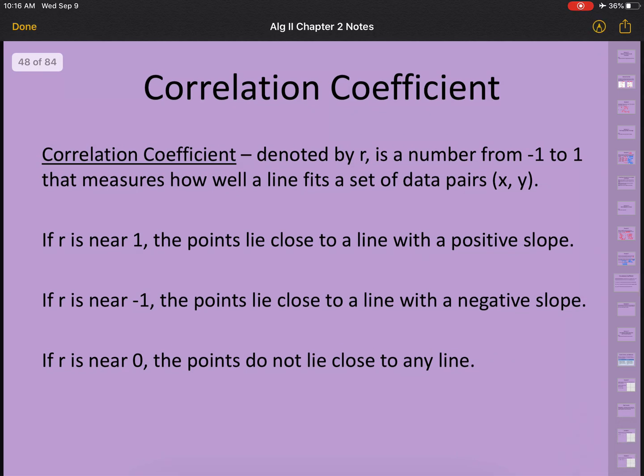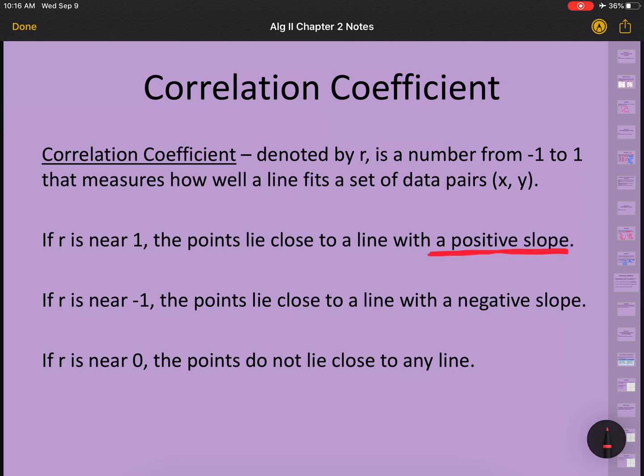Next, what we have is what we call a correlation coefficient. A correlation coefficient is denoted by R. It's a number from -1 to 1 that measures how well a line fits a set of data pairs, x, y. So it's basically seeing how well these points on the graph line up to make a line or not, basically. Okay, so if R, or a correlation coefficient, is near 1, so the positive one, the points lie close to a line with a positive slope or positive correlation.